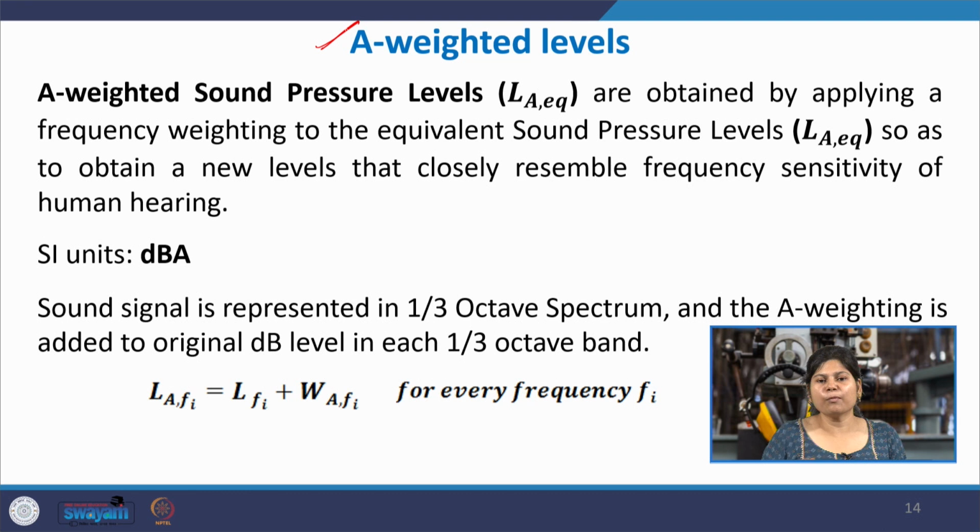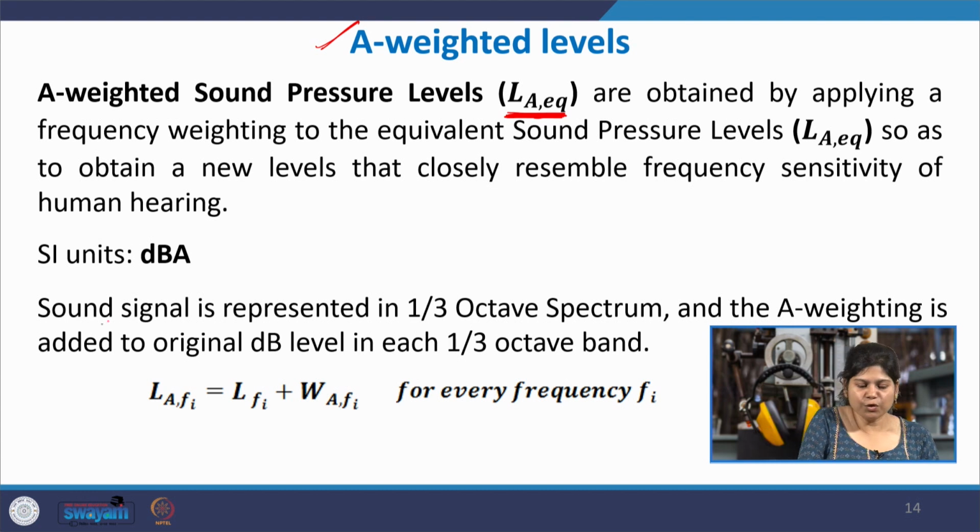Another metric that we use, same as loudness, is the A weighted level. In fact, this is a more common choice by noise control engineers and researchers. Just like the equivalent sound pressure is represented by L equivalent or LEQ, the A weighted sound pressure level is given by LAEQ. How is it obtained? Let us say you have the sound spectrum in 1/3 octave bands. You apply a spectral weighting to this sound, convert it into A levels, and then combine them together.